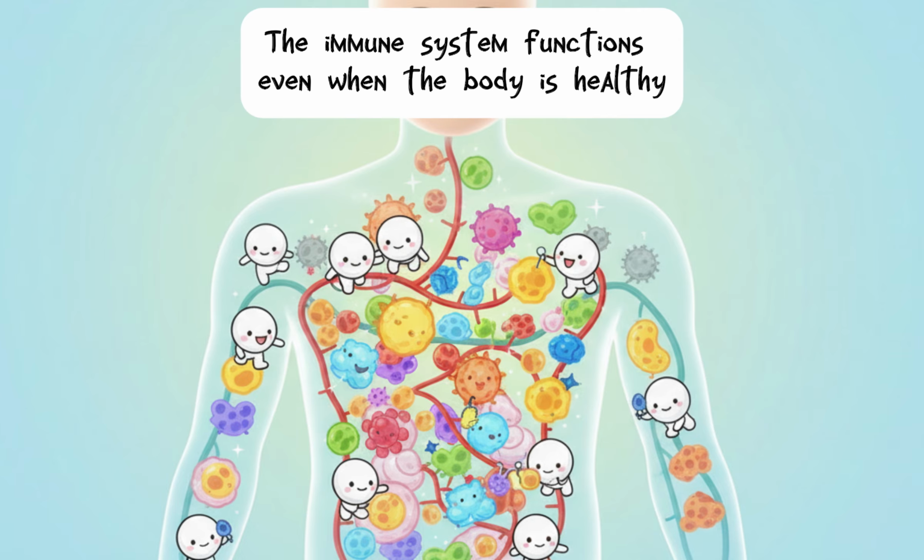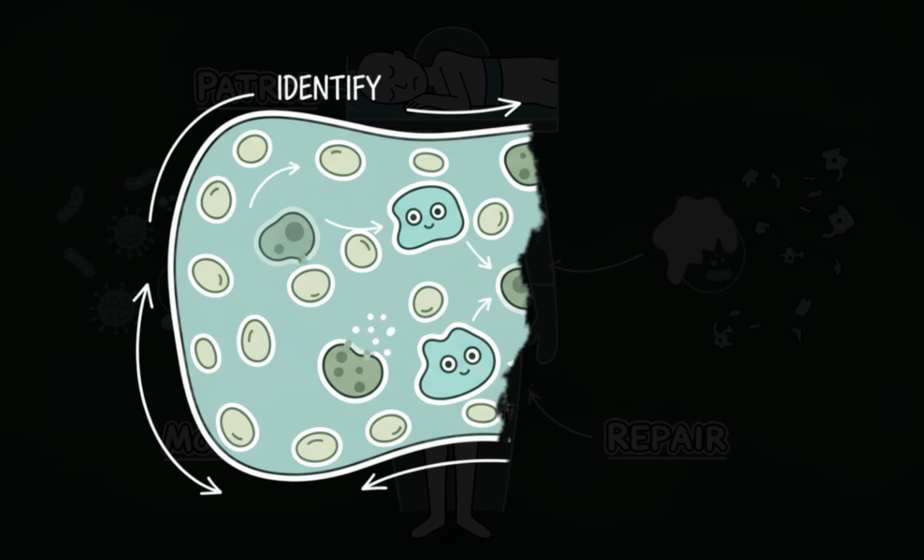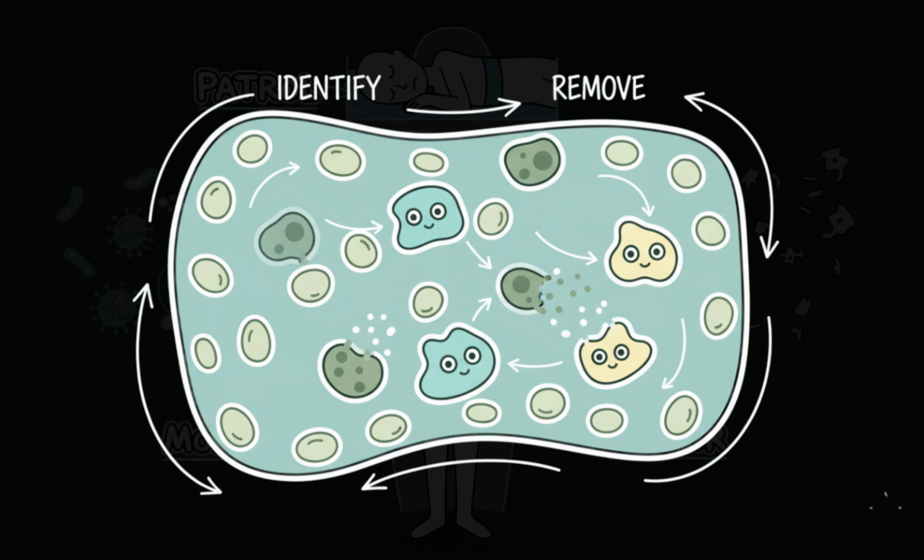Interestingly, the immune system does not wait until we become ill to function. Even when you are sleeping, eating, or completely healthy, the immune system is silently patrolling, monitoring, and repairing. Every day, thousands of abnormal cells are generated and eliminated without us ever knowing.